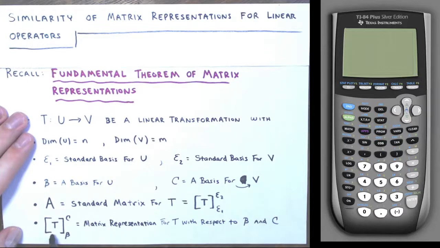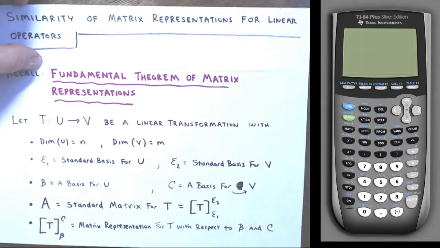And then this little bracket around T here, and then basis B, basis C: you have the basis of the domain as a subscript, the basis of the codomain as a superscript. This is the matrix representation for T with respect to the bases B and C for the domain and codomain respectively. So like I said, you could call the standard matrix the matrix representation with respect to the standard bases for the domain and codomain. You could write it like this if you wanted, but again, I'm just going to use A. All right, and then there were some transition matrices involved. I haven't even gotten to the statement of the theorem yet.